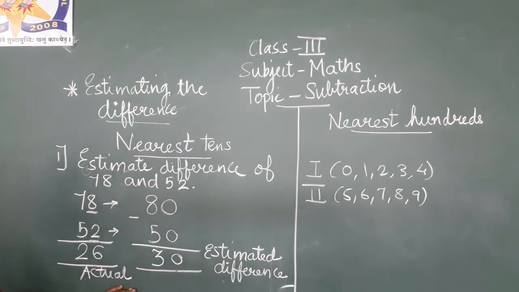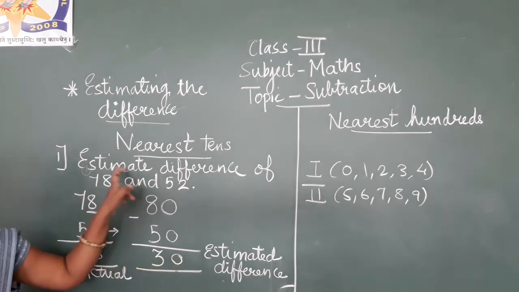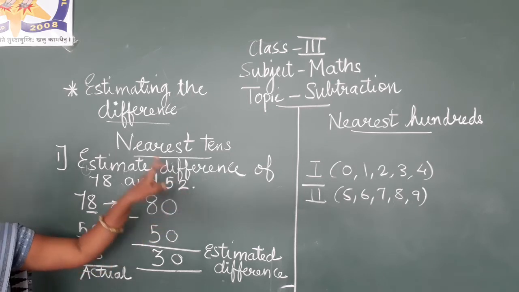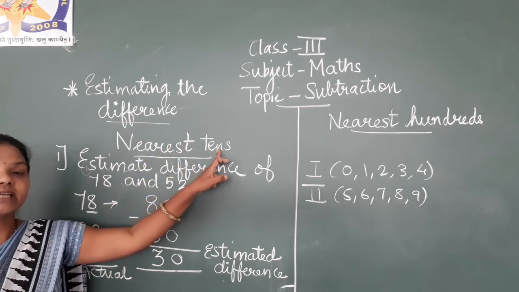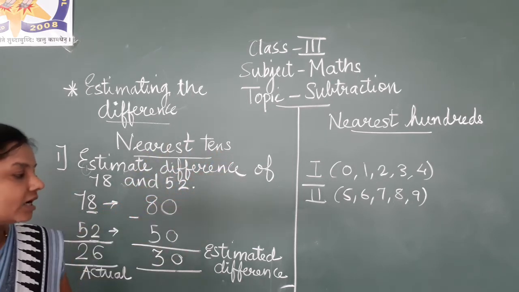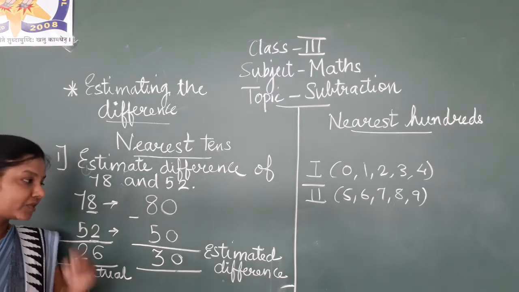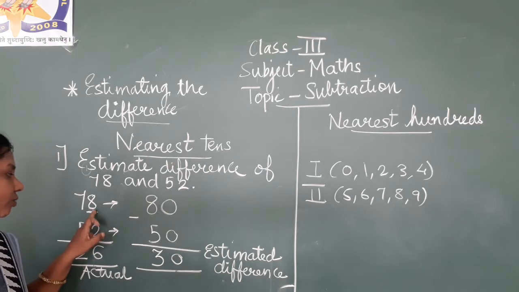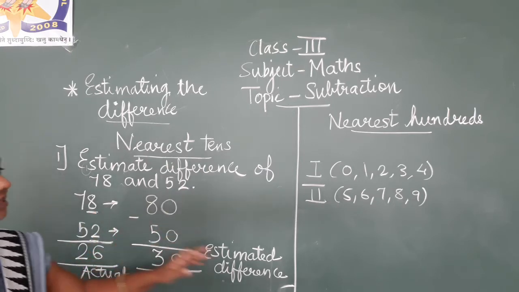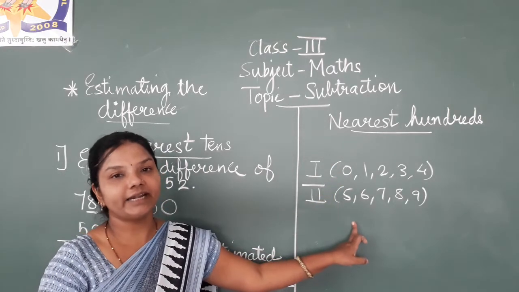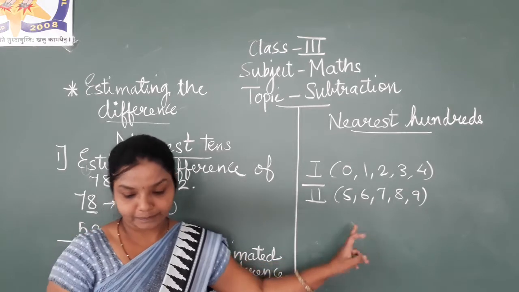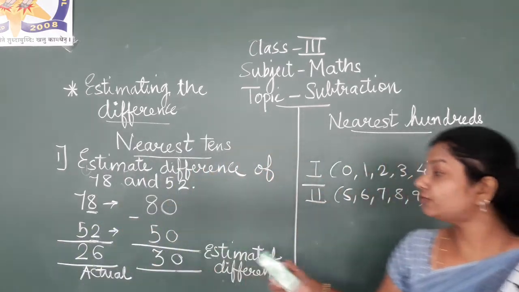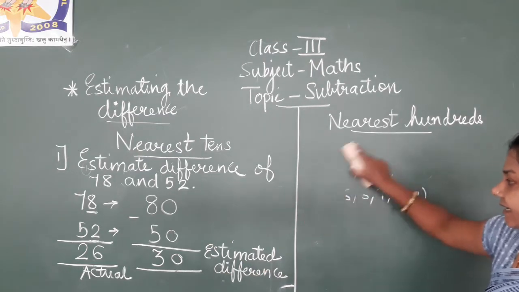So in this way we are going to find out the estimated difference of two numbers by rounding them off to nearest tens. I hope you have understood this. So just keep in mind, if it is nearest ten, check the digit at ones place and check whether it is in the first group or second group. Okay. Now this was nearest 10. So let us move to the nearest 100.